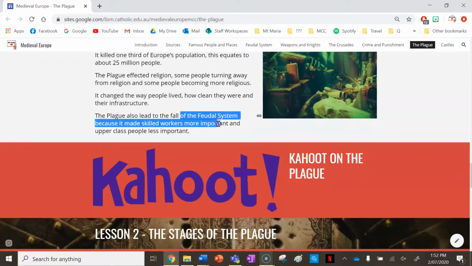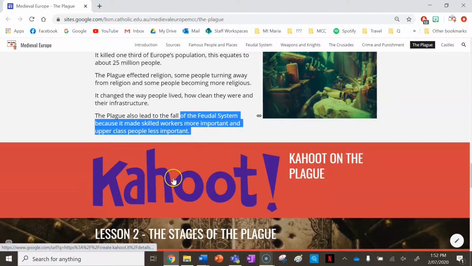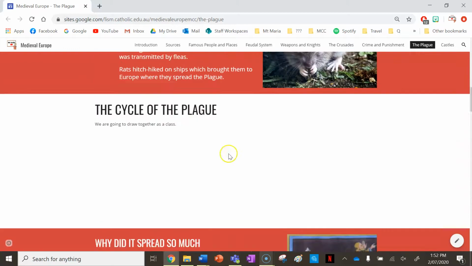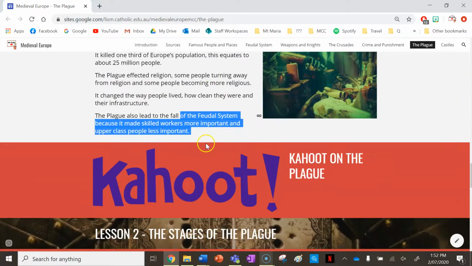And then, of course, it led to the downfall of the feudal system because noble people were less important. The plague made everyone the same because everyone could get the plague. And then skilled workers became more important. So that's your last piece of information there. And then as a class, you'll do a Kahoot on the plague and on some of the notes you've taken and some of the resources you've looked at this lesson.